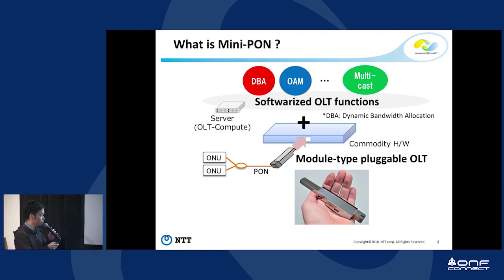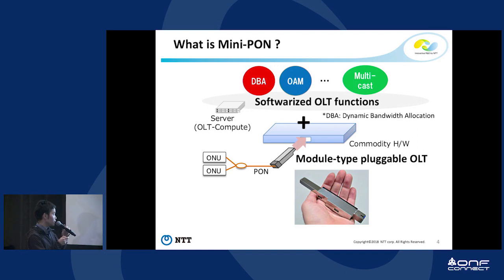Please look at that image. That is a prototype which NTT made using an FPGA chip as a module type pluggable OLT. We believe this kind of module type OLT leads to cost reduction for OLT devices. You can plug this module type OLT into commodity hardware like an SFP module. This makes the deployment task much easier, and it doesn't require a large space for deployment. That is the point of our proposal.